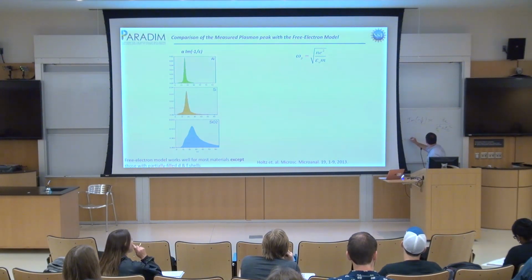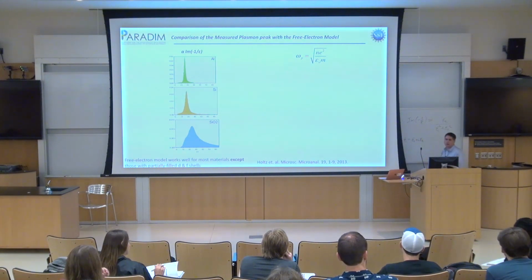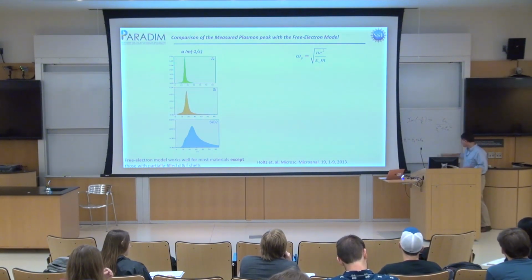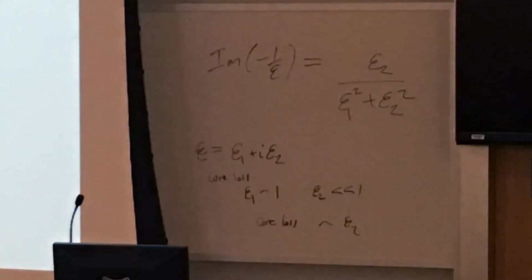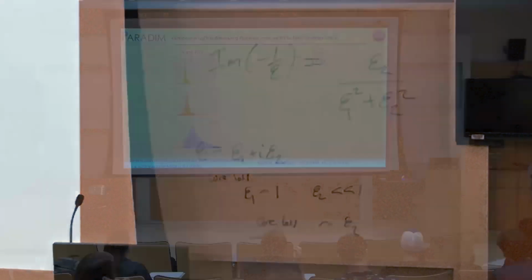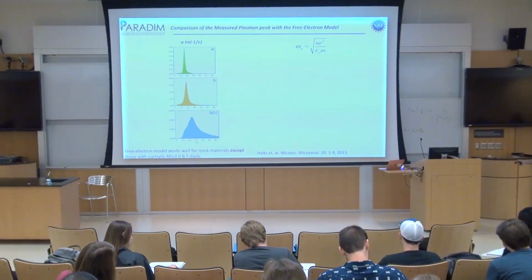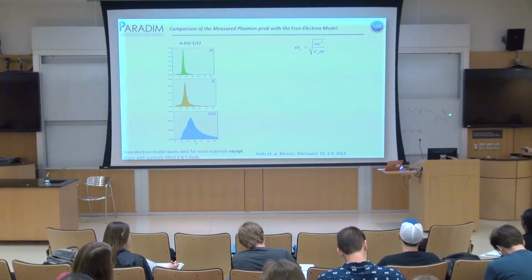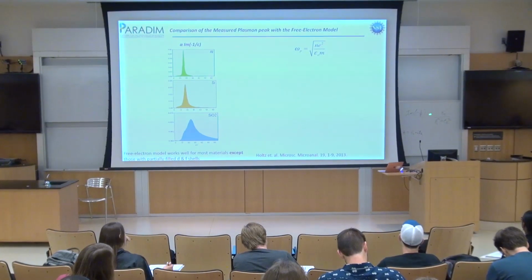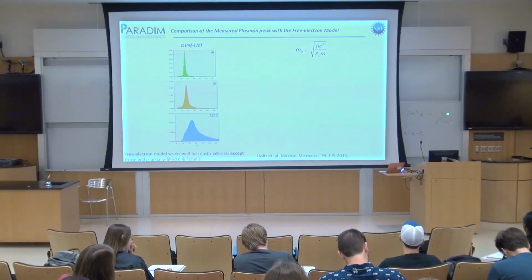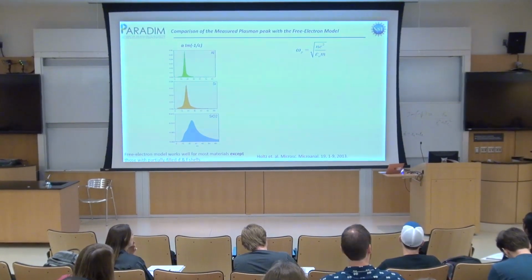Remember that epsilon is epsilon 1 plus i epsilon 2. This is my complex function over there. And then remember, epsilon 2 is your absorptive part, and epsilon 1 is the reactive or capacitive part. So this is your dielectric screening, and that's the bit that loses energy. So if you look at this formula here, this basically says my loss function should look like an optical loss function with a funny denominator on the bottom.